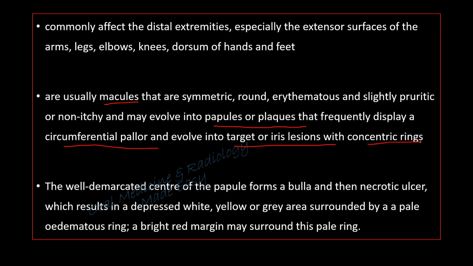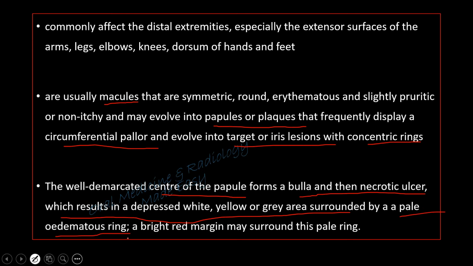concentric rings. So the center of the papule forms a bulla and then a necrotic ulcer, which results in a depressed white-yellow-grey area surrounded by a pale edematous ring, and a bright red margin may surround this pale ring. So in a target lesion, there is an ulcer at the center which is depressed and white to yellow or grey area surrounded by a pale edematous ring, then a bright red margin.